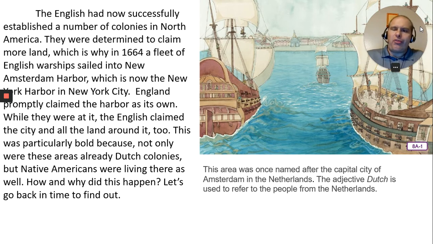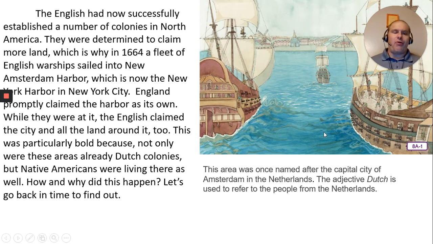Anyway, while they were at it, the English claimed the city and all the land around it too. Seriously, it's like people coming into your neighborhood, coming to your house and saying, "This is my house now, get out." It doesn't make sense, but that's what they did. This was a particularly bold move, because these areas were already Dutch colonies, but Native Americans were living there as well. How and why did this happen? Let's go back in time and find out.